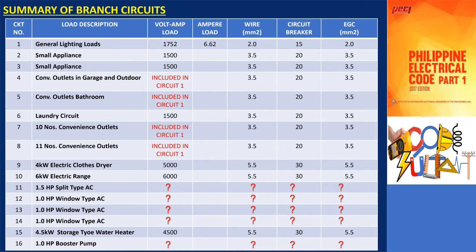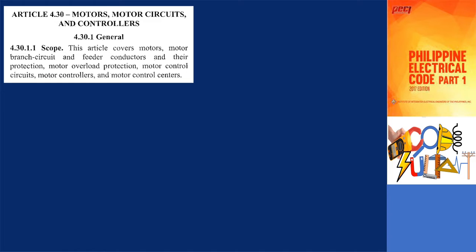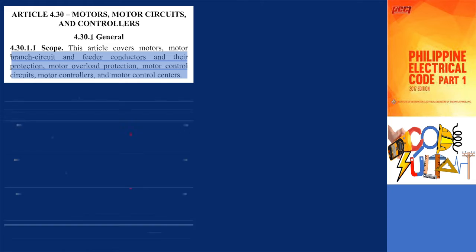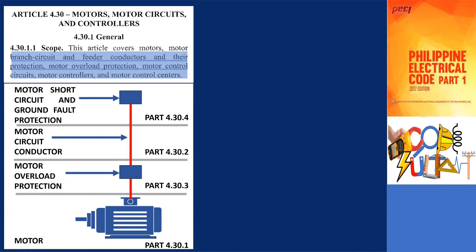What are the rules for branch circuit sizing for motor load appliance? Article 4.30 covers motors, motor branch circuit and feeder conductors and their protection, motor overload protection, motor control circuits, motor controllers, and motor control centers. The figure shows a motor circuit diagram that can be used as a guide to determine the calculation and sizing of branch circuits, conductors, and short circuit ground fault protection.